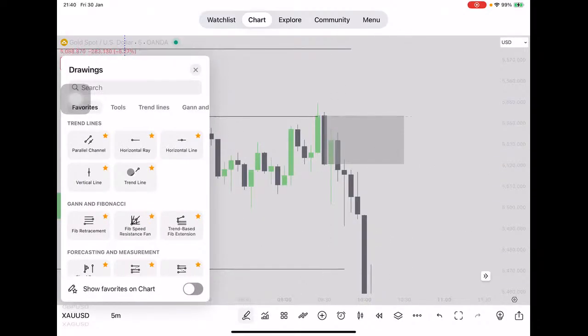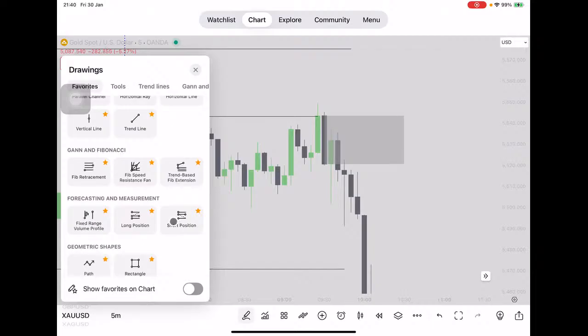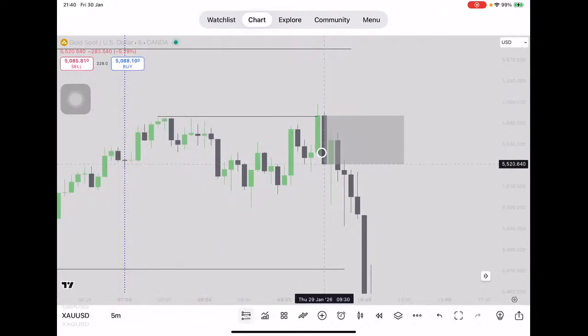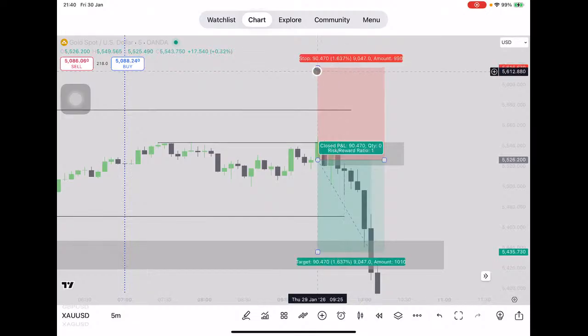But you get that manipulation up here, you get that rejection, and then for me, the entry can be one of two ways. It's either directly on the close of that engulfing candle, or it's going to be a retest of this order block, basically, that was engulfed, right? So for me, I took my entry on that retest.